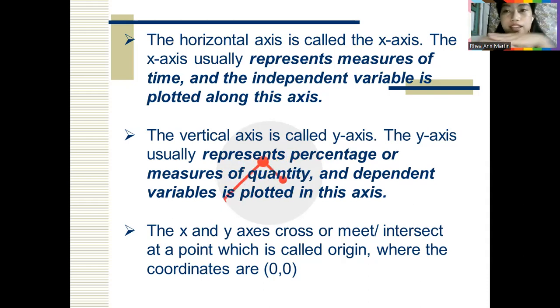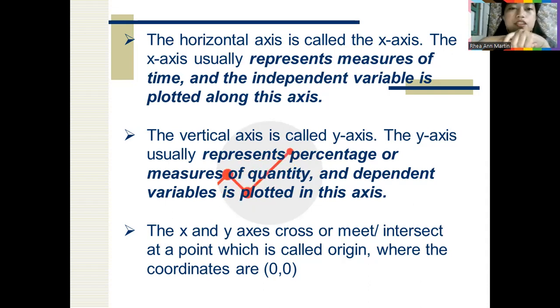So from the x-axis, usually the time is there and it is the independent variable. Pag sinabi natin independent variable, the variable stands alone. So hindi mo siya pwedeng galawin. Like the time. Time is running and you can never stop time from running.